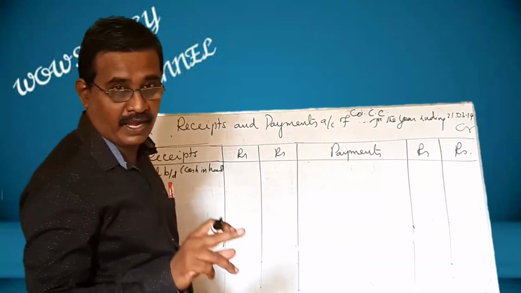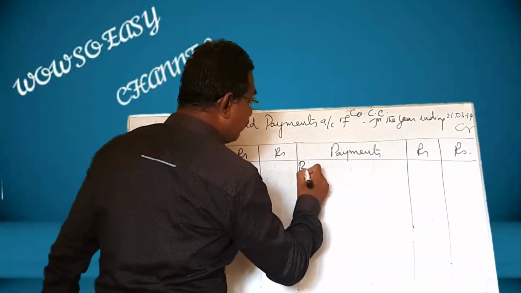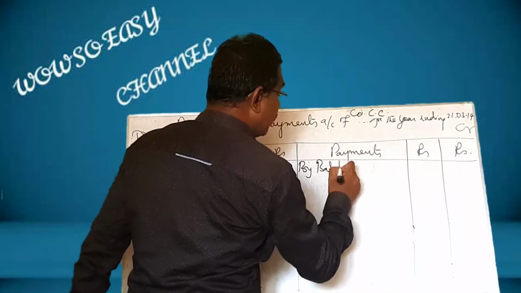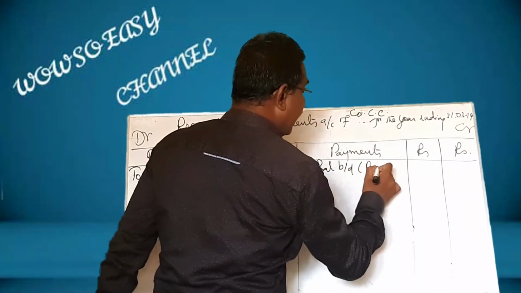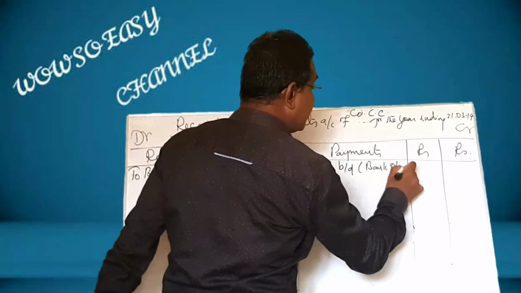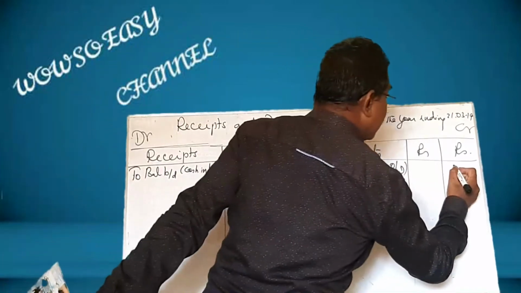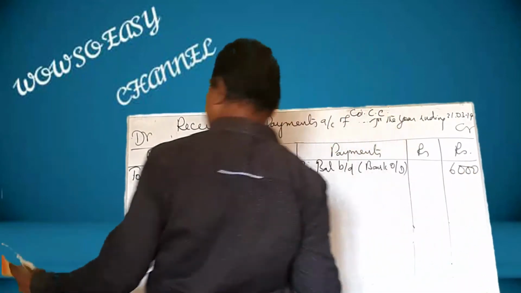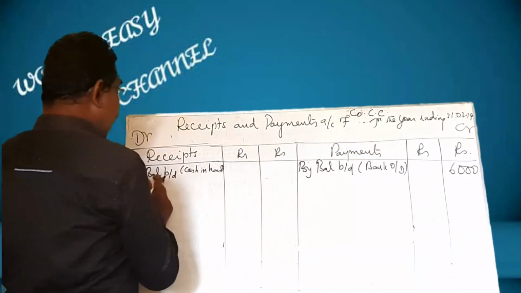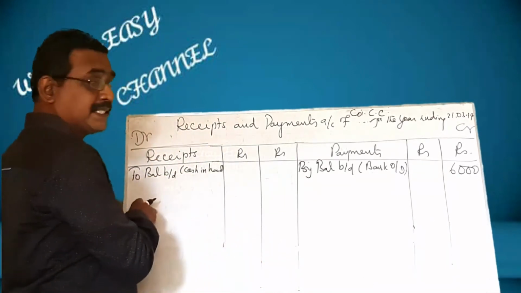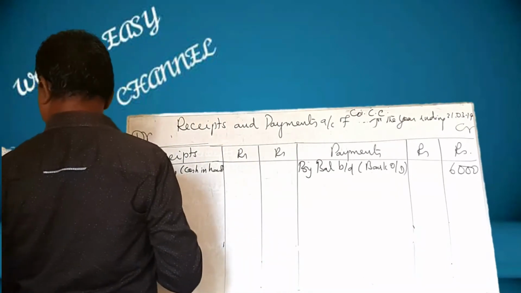First one, Bank OD. At the beginning itself, I told you that Bank OD should be brought to the payments side by balance brought down. Within bracket you can write Bank OD. What is that amount? 6,000. Next one, cash in hand. When cash is available, that should be brought to the debit side, receipt side. What is that amount? 1,000.